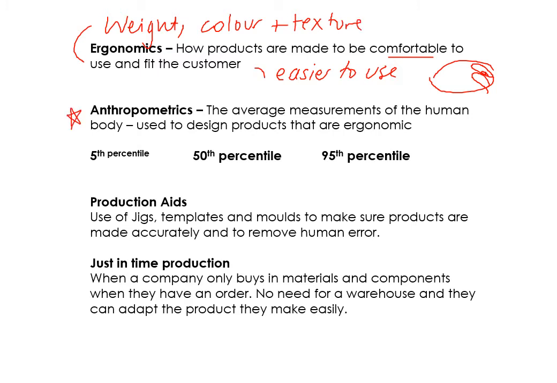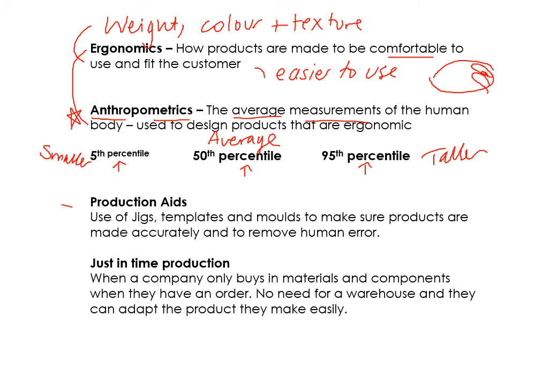You've got anthropometrics. This is the average measurements of the human body. So anthro means body, metrics means measurements. And don't forget you've got things like the 5th, the 50th and the 95th percentile. So the 5th percentile caters for the smaller end. So say if it was heights of people, the 5th percentile would be the shorter end of the average. The 95th percentile would be the taller, and the 50th percentile would be smack bam in the middle, the kind of medium height. So anthropometrics and ergonomics work together because you use anthropometric data to design products that are going to be ergonomic.